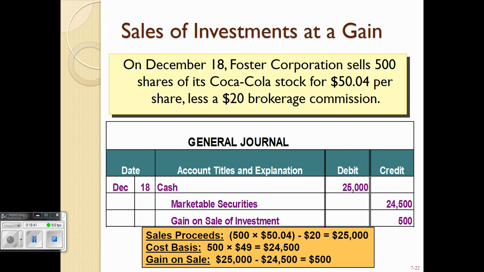In this particular case, I sold it, okay, for $50.04, whoops, less a $20 brokerage commission. So notice my cash went up by 25 grand. Notice how that's calculated. I sold 500 shares at $50.04 minus that $20 commission for a total of 25 grand. Okay. My cost basis was $49. Remember, I figured that out on the last slide. Okay, so I have 500 times 49. My cost is 24.5. So my gain on sale is $500. Notice it's a credit. What does it do? It works to increase owner's equity. And yes, we'll have to pay tax on that.